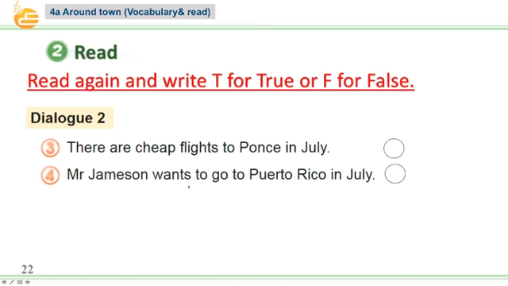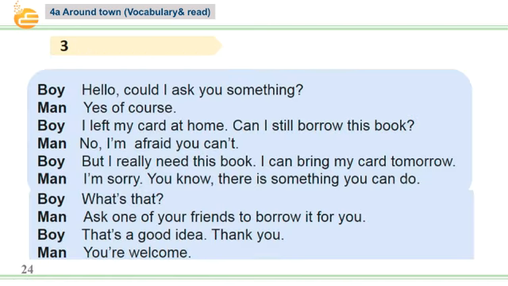Dialogue number two. We have true and false now. There are cheap flights to Ponce in July. Is it true or false? The next one is Mr. Jameson wants to go to Puerto Rico in July. True or false? Okay, so there are cheap flights to Ponce in July. False, of course. They are cheaper in June, maybe. But Mr. Jameson wants to go to Puerto Rico, Ponce, Puerto Rico. Ponce is a city in Puerto Rico, okay? In July, that's true. So let's listen to number three now.